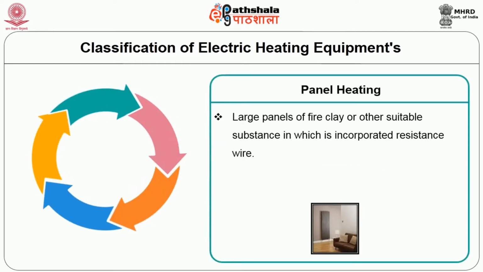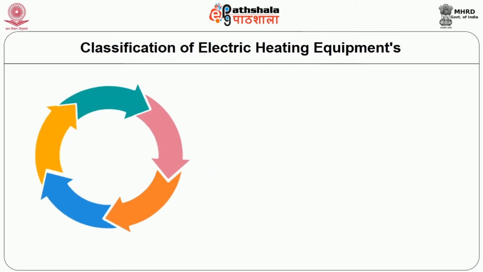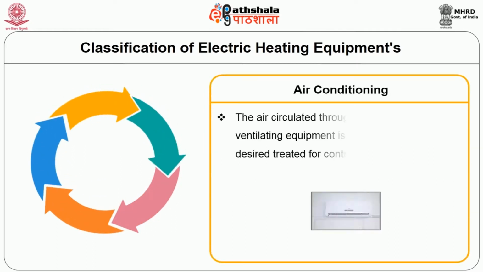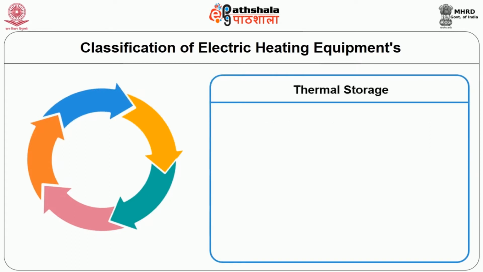Panel heating. Large panels of fire clay or another suitable substance in which resistance wire is incorporated. Such panels are mounted on or built into the walls or ceiling and dissipate their heat by radiation. Air conditioning. The air circulated through the building by the ventilating equipment is heated and also, if desired, treated for control of humidity.